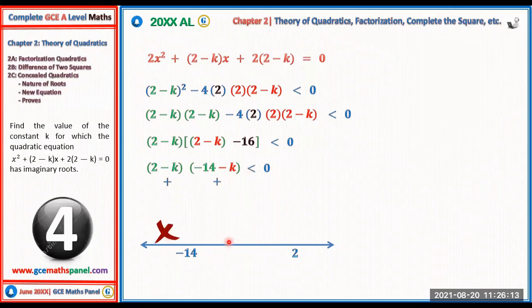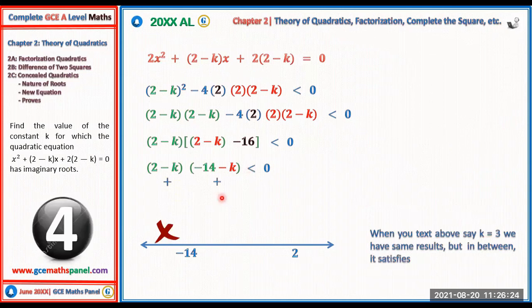Now let's take a number between minus 14 and plus 2. We can take 0, for example. You can take 1, you can take any number in between, but I think 0 will be faster. So if you put 0 here, 2 minus 0 is 2, which is positive, and minus 14 minus 0 is negative. So we have positive times negative in this case, which is going to be negative. So this region satisfies.